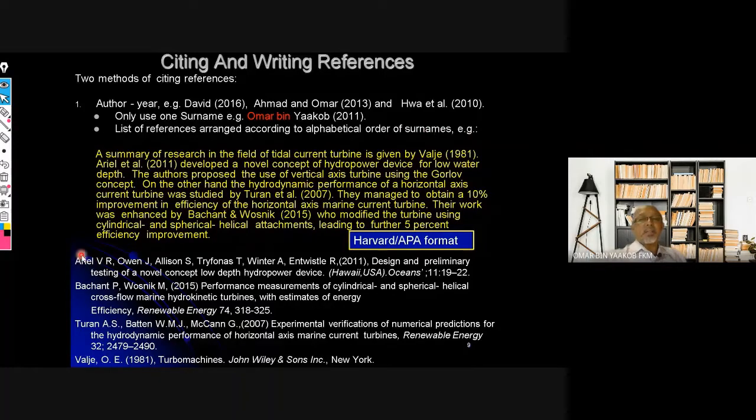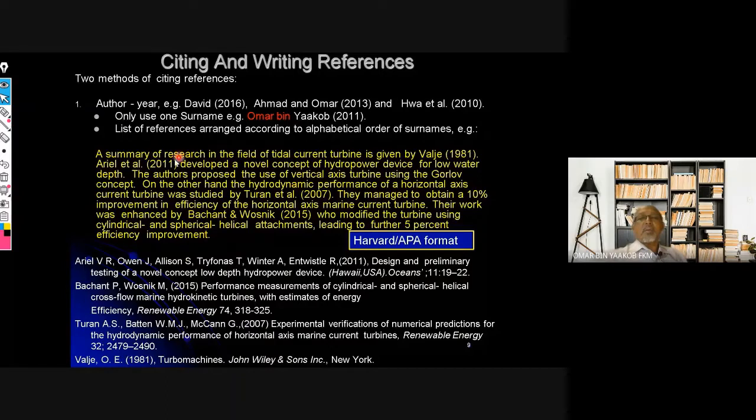So like this, start with A, B, and T, V. So it's alphabetical order, no numbers, and normally the first line is indented outside like this, so that we can see the A, B, T, and so on. So this is a format that is acceptable in a UTM thesis, and next time you write references, you must use this. Either this or the other one, of course.